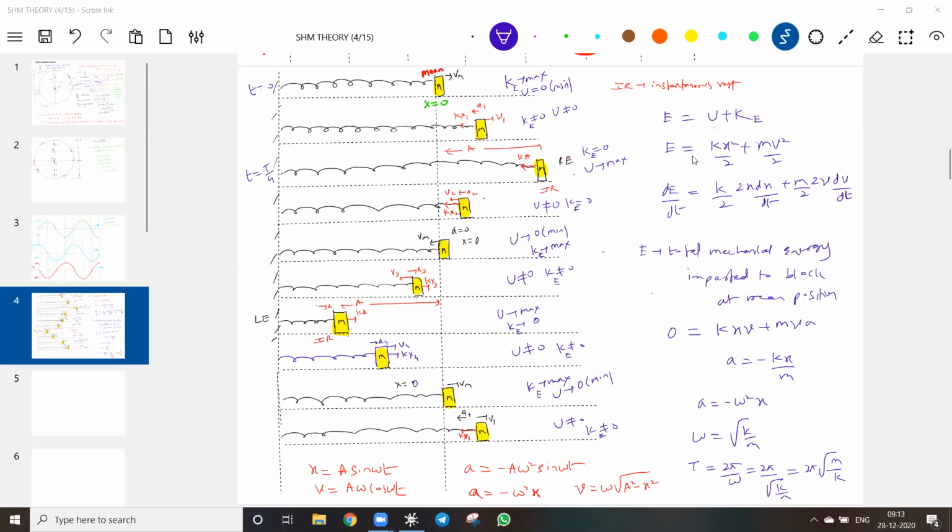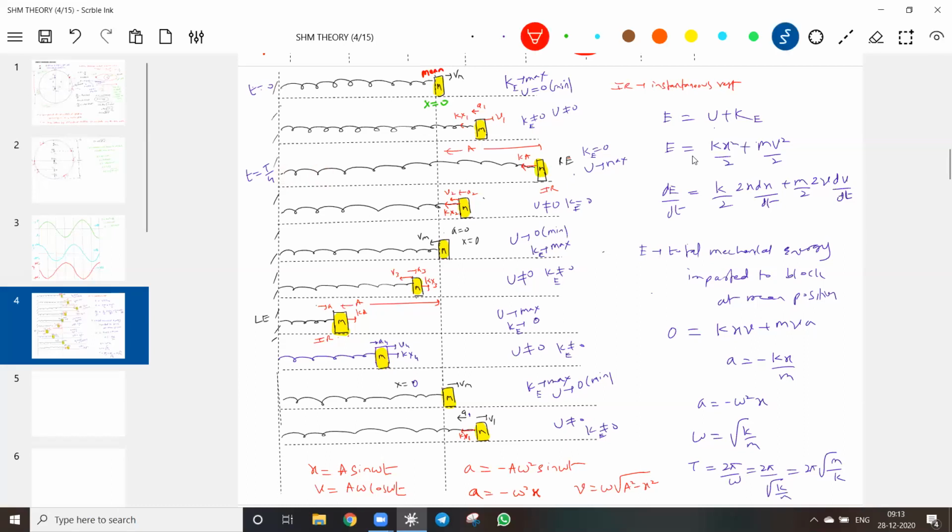Okay, no. So this is about, we know x equal to 0 means from where you are measuring x equal to 0, from the mean position. So what is x equal to a? This one is x equal to a. This one is x equal to minus a. So now the time period t equal to T by 4.